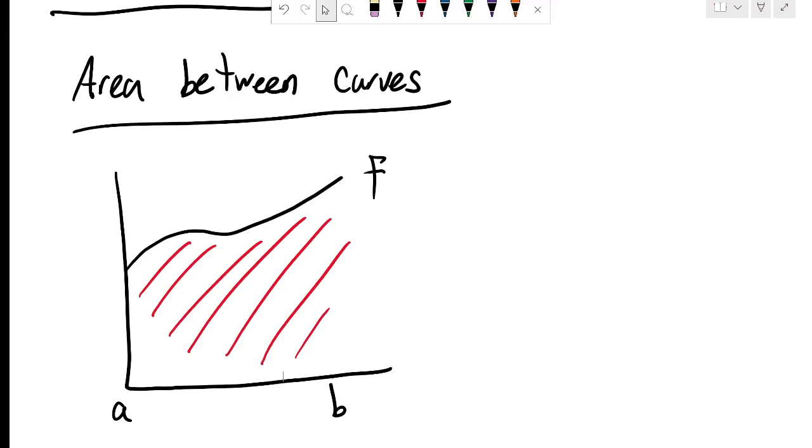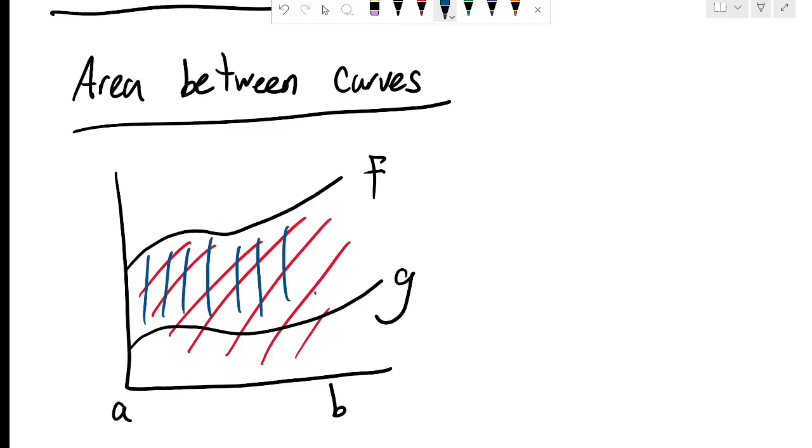But what if we have a second function here, say g, and now we want specifically to know the area between those two functions. So just this blue part here. Okay. So the idea of how to find them, I think, is pretty intuitive.